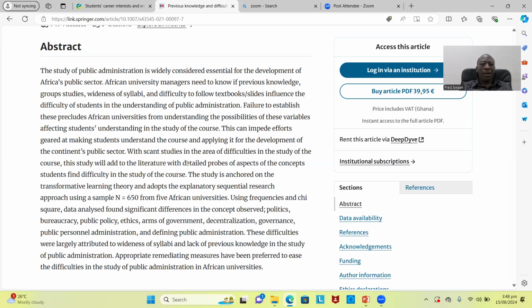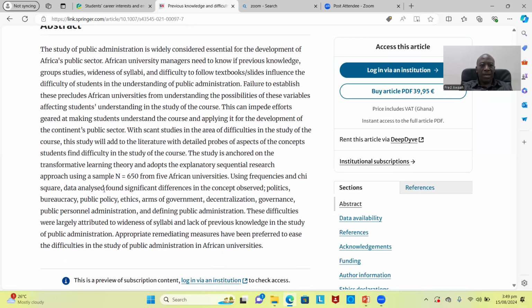This study will add to the literature with detailed proofs of aspects of the concepts students find difficult in the study of the course. The study is anchored on the transformative learning theory and adapts the explanatory sequential research approach using a sample of N650 from five African universities. So the study is anchored on transformative learning theory, so the theoretical base is highlighted here, and adapts the explanatory sequential research approach. Here it also tells us the methodology and the sample used from 5 African universities.